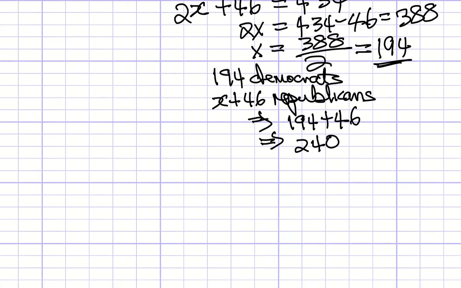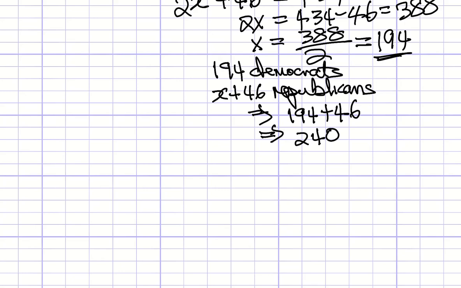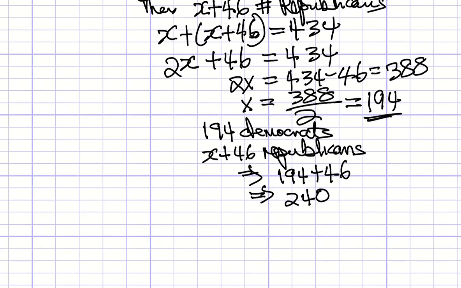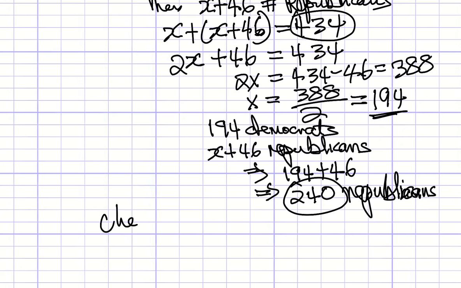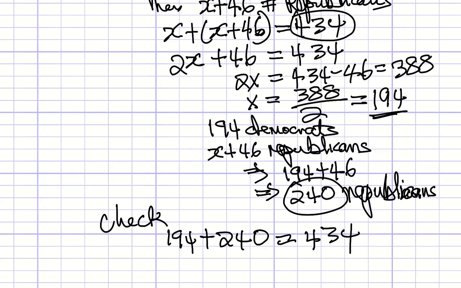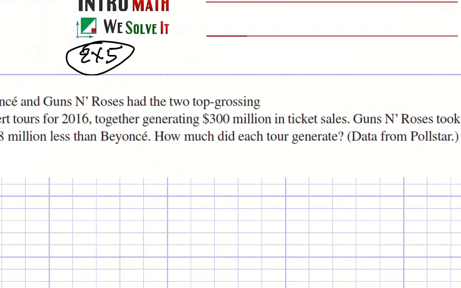Once you get that, Republicans are 240, Democrats 194. They say the total is that. The best way we can check this is, does 194 plus 240 check out? I think so. 434, it checks out. So you're seeing that, right? That's how you check that. So we'll move on to the next one.